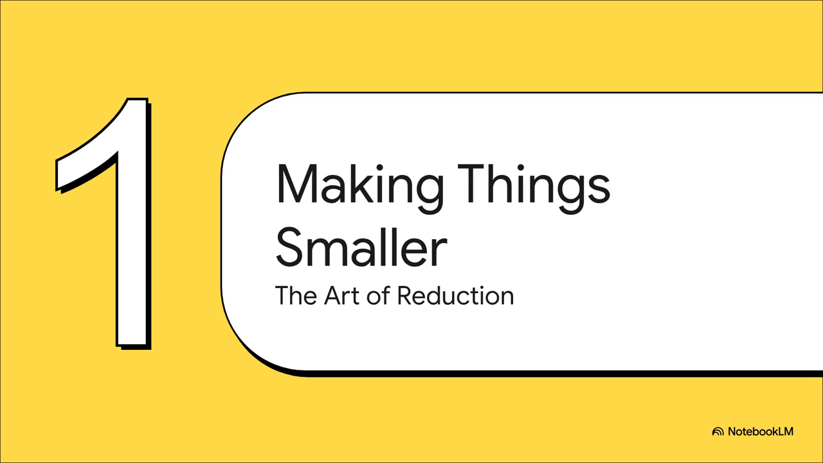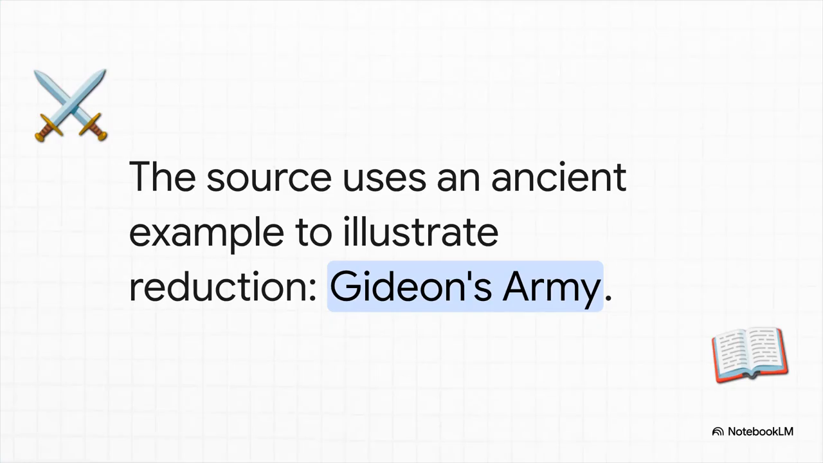Okay, so let's dive into the first half of this idea, making things smaller. You could call it the art of reduction. And the source material we're looking at gives us a really fascinating first example to explore. Believe it or not, our source takes us way back to ancient history, to the story of Gideon's army. And this is just a perfect example of what we mean by strategic reduction.